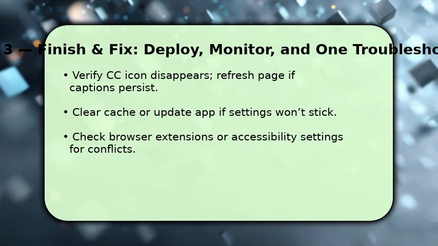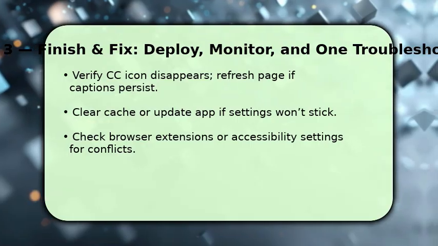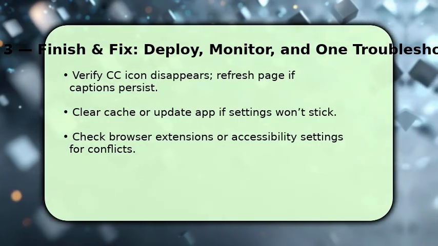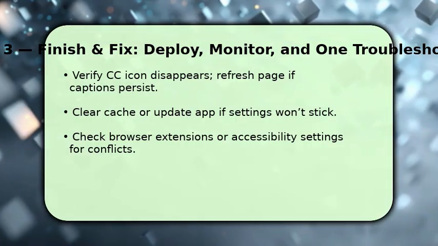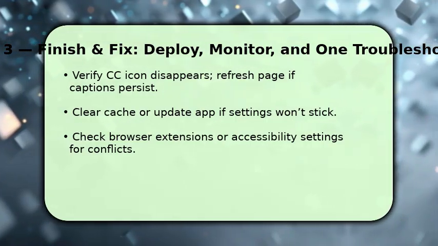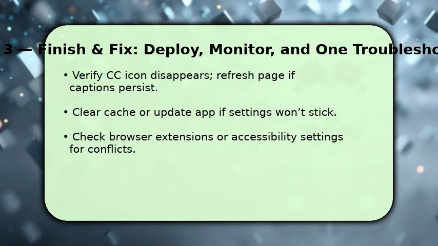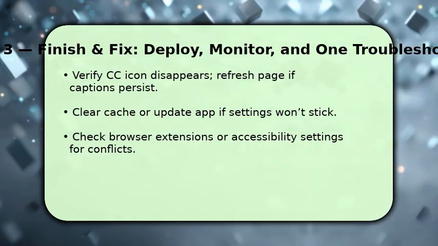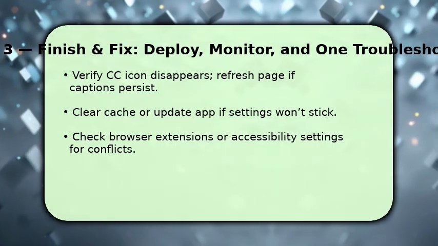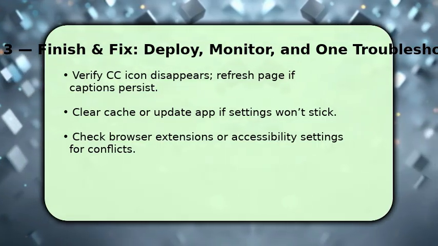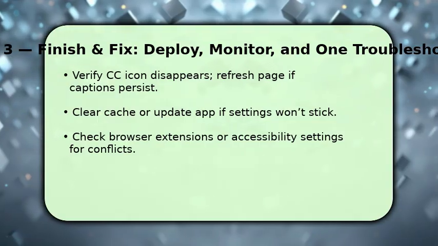If captions still appear, refresh the page and try again. If the problem persists, clear your browser cache or update the YouTube app. Sometimes stale data keeps old settings. Also inspect browser extensions or device accessibility features, because an extension or system caption option can force subtitles. If none of that works, sign out and back in, then reapply off. This often resets persistent settings.